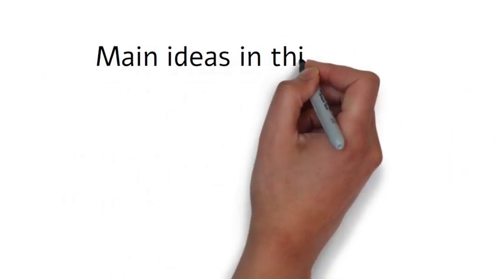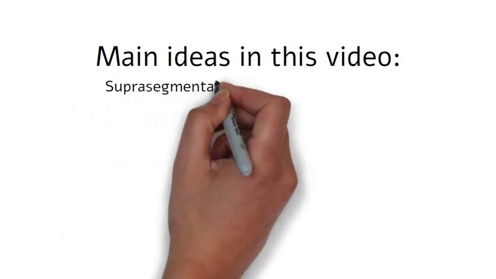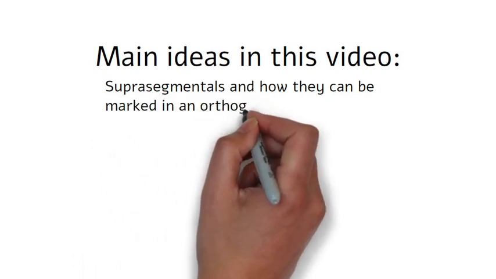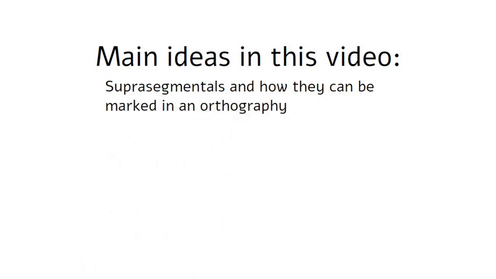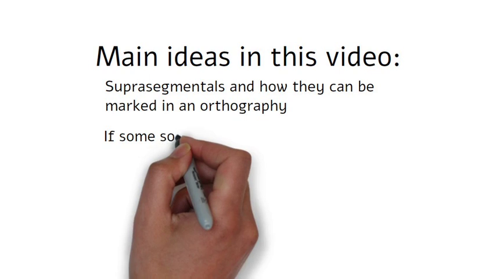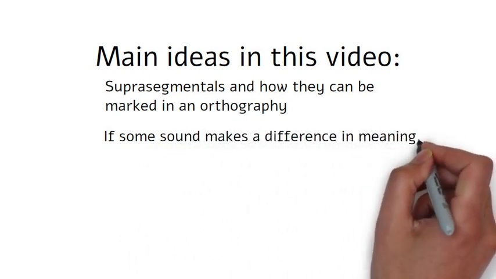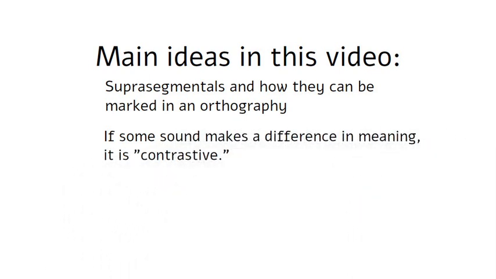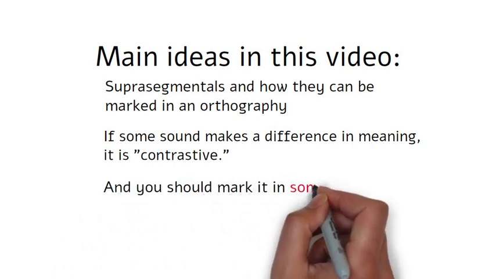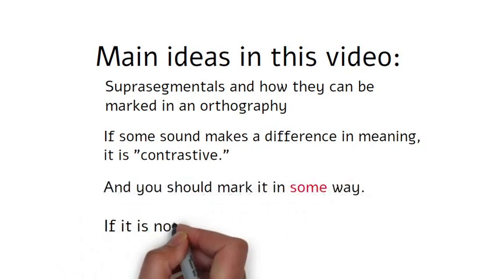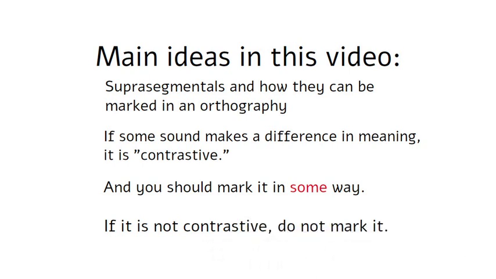In this video, we talked about some different qualities of vowels, suprasegmentals, and how they can be marked in an orthography. Some languages have suprasegmentals we have not talked about here: creaky voice, tense and lax, and others. But the same principles apply. If there's a vowel quality that makes a difference in meaning, it should be marked in the orthography. And if it is not contrastive, then do not mark it.